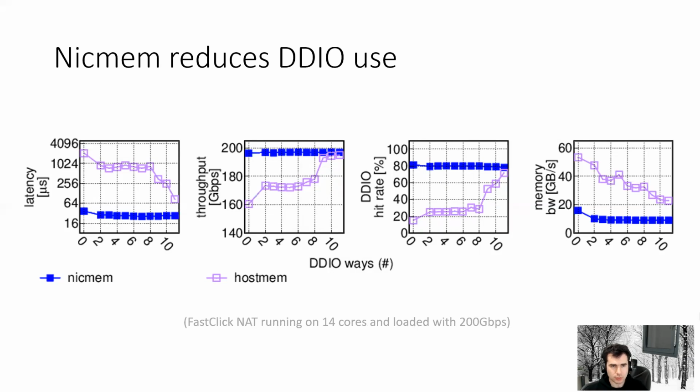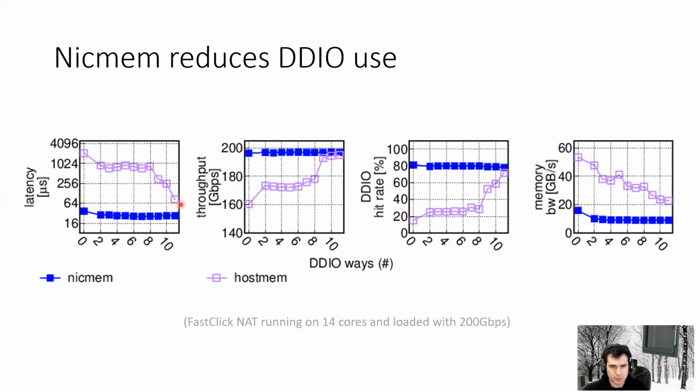By default, only 2 ways are exposed to applications, but previous research has shown that increasing the number of DDIO ways available to network-intensive applications is beneficial. And indeed, we see that hostmem improves its throughput at first gradually, and then it achieves line rate. When it achieves line rate, it also significantly improves its latency.